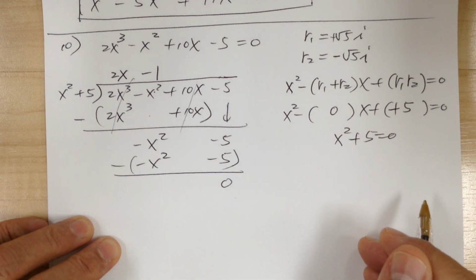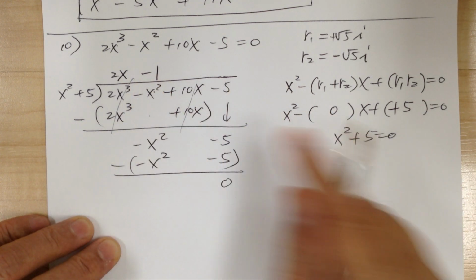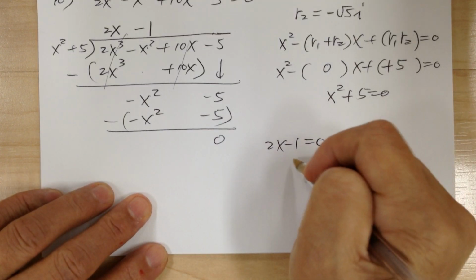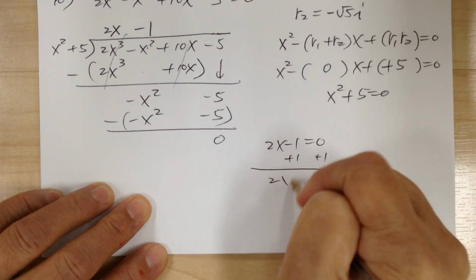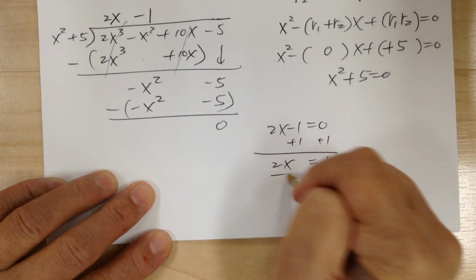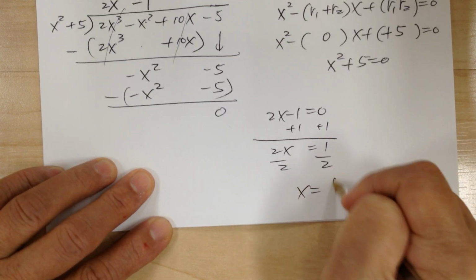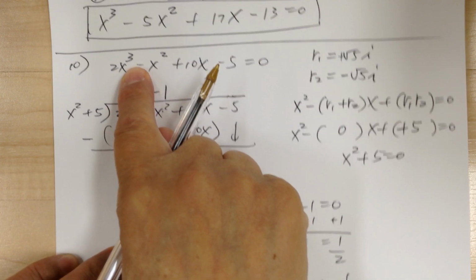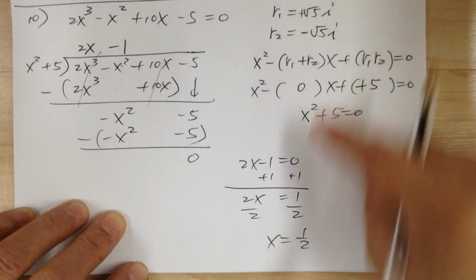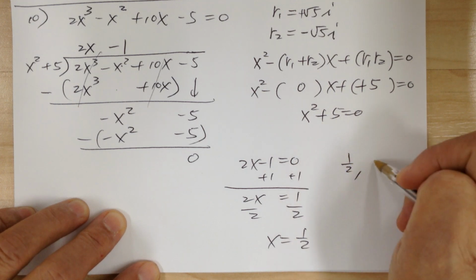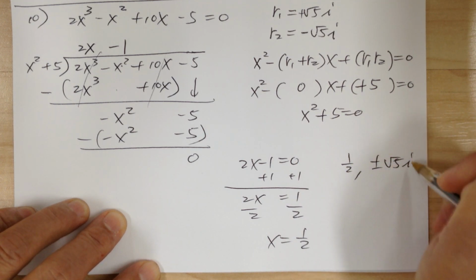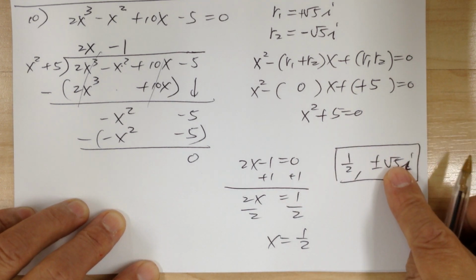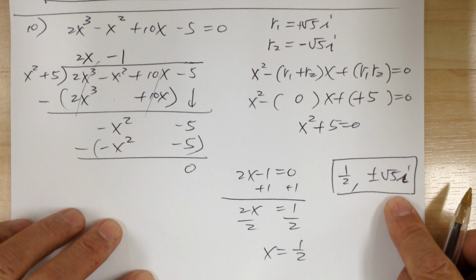Now we have this part over here, and we can set this equal to 0 and solve. Plus 1 on both sides, so you get 2x = 1, divided by 2, so x = 1/2. So again, this is the cubic equation, and the 3 answers you get are this 2 and this one: 1/2 and plus or minus square root of 5i. You can separate them or just leave it this way. That's fine either way.